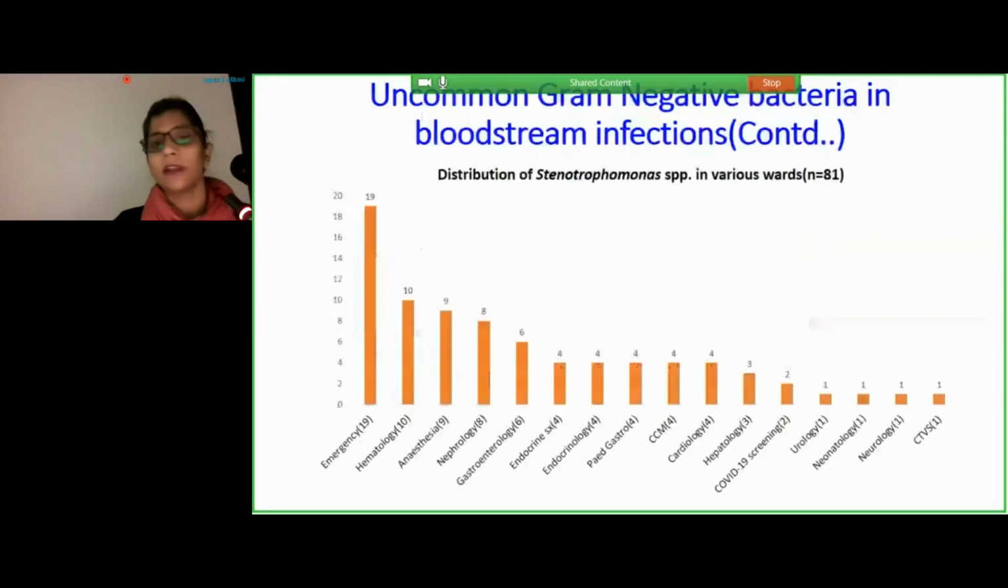Next, we start with Pseudomonas species. Coagulase has already been discussed by Dr. Rath. So I will start with Pseudomonas maltophilia. We can see in the chart the distribution of this species from various wards of the hospital. The maximum number of cases were from the emergency ward, followed by hematology, anesthesia, nephrology, and others. A total of 81 isolates of Pseudomonas were identified.